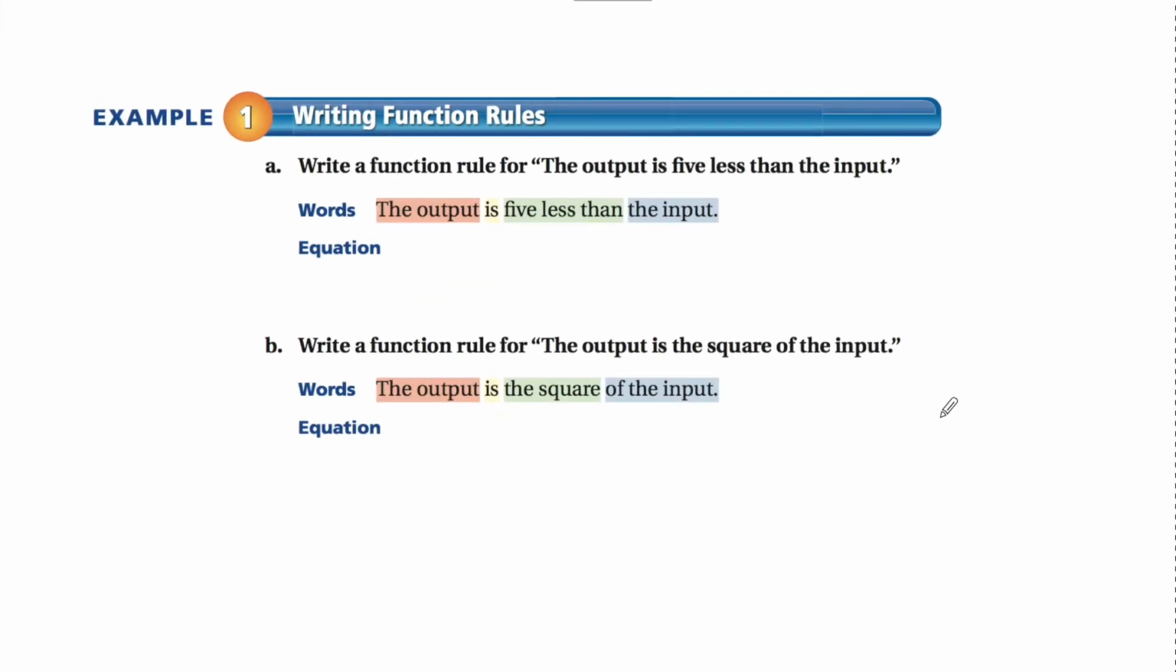Example 1 is writing function rules. Writing function rules is a lot like what we were doing when we were writing equations based on word problems in Chapter 5. So, let's start with A. Write a function rule for the output is 5 less than the input. In words, the output, that is our y, is equal to 5 less than the input. 5 less than the input we would write as the input x minus 5. So our function rule is y equals x minus 5.